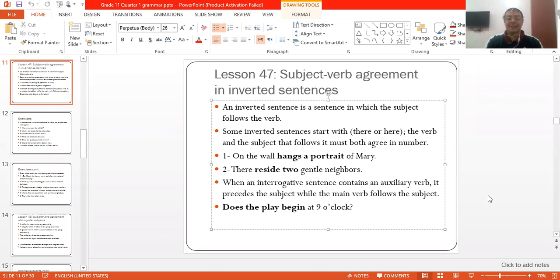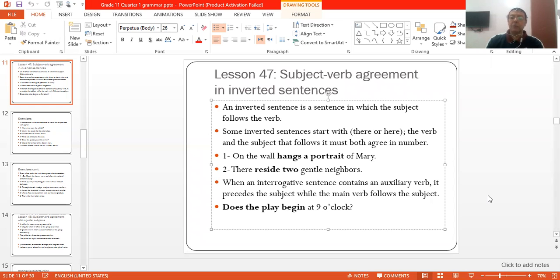First of all, what is an inverted sentence? An inverted sentence is a sentence in which the subject follows the verb. So the normal position of the subject is at the beginning of the sentence and then followed by the verb. However, in inverted sentences, what happens is that the verb comes first and then the subject comes right after the verb. And that happens when the sentence starts with a prepositional phrase. For example, on the wall hangs a beautiful portrait.